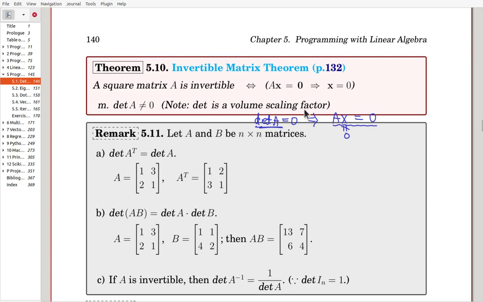This means this homogeneous system has a non-trivial solution, so it is a kind of contradiction. And this is a proof, but in linear algebra, in fact, these two things are proved in a different way. But also, if you use the fact that the determinant is a volume scaling factor, you can prove the equivalence like here.